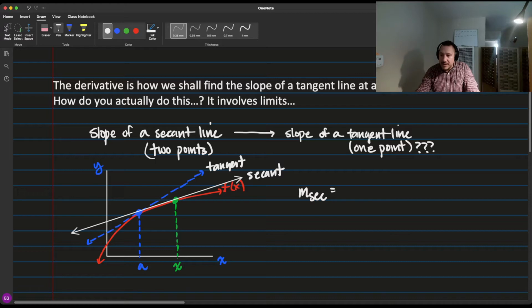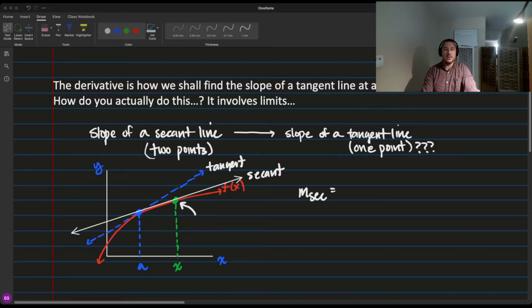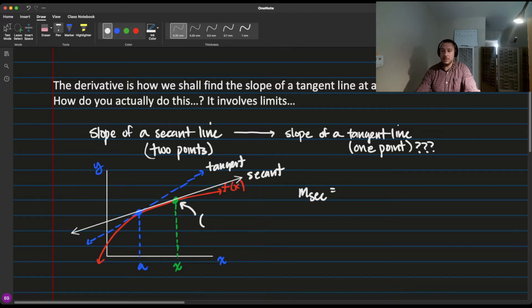Okay, so what is the y value of this point right here? So what is the y value of that point? This green point right here, what is the y value? Or how about this? What's the x value of that point?